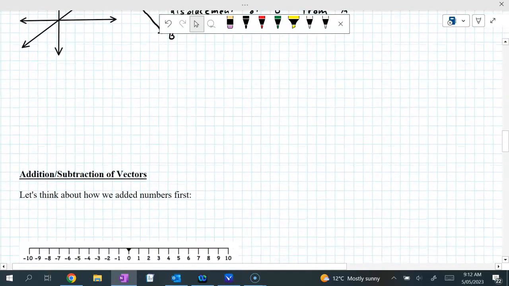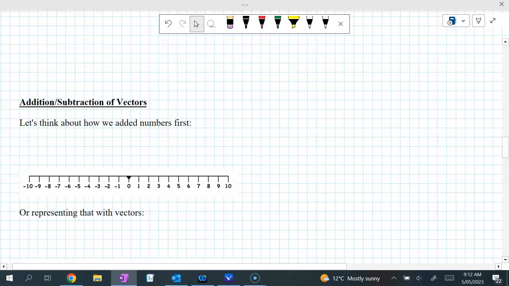Now, if we're looking at addition and subtraction of vectors, well, let's think about how we added numbers first. So if I was to do 2 plus 3, I'd start at 2, so I would have gone from 0 out to 2, and then I'd be adding 3 on. So 1, 2, 3, and that gives me 5.